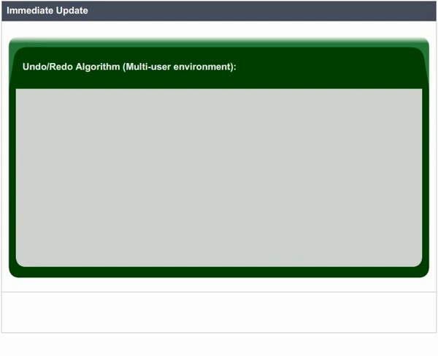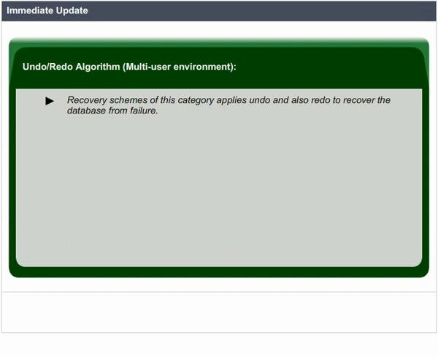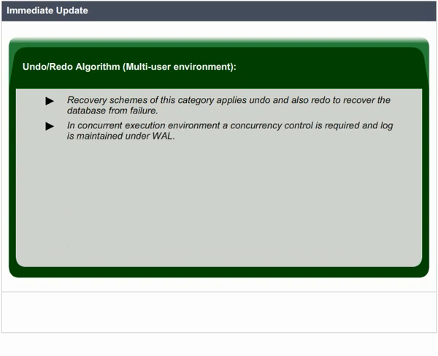Undo, redo algorithm, multi-user environment. Recovery schemes of this category apply undo and also redo to recover the database from failure. In a concurrent execution environment, a concurrency control is required and the log is maintained under WAL.